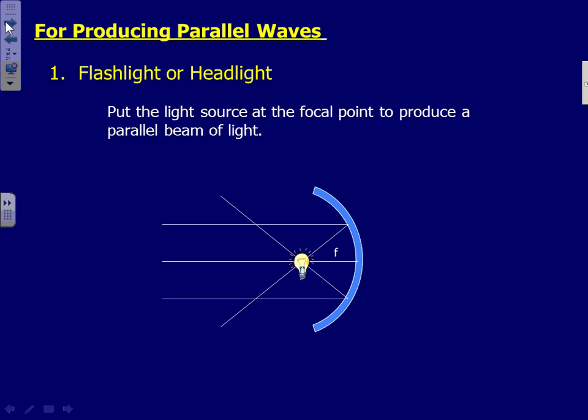So sometimes we want to produce a beam of parallel rays. And that's what you do with a flashlight or a headlight. Put the light source at the focal point. Now my rays are heading this way, out and out, out and out. This one goes in and comes out.